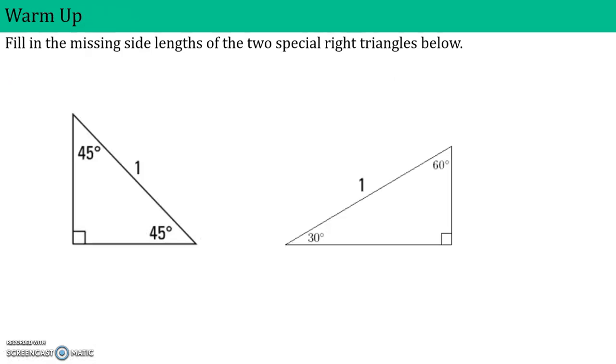So first of all, your warm-up: fill in the missing side lengths of the two special right triangles below. This will require you to have some knowledge and memory from honors geometry about what special right triangles are. So I would pause the video, try this on your own, because I'm going to go through it in about 5 seconds.